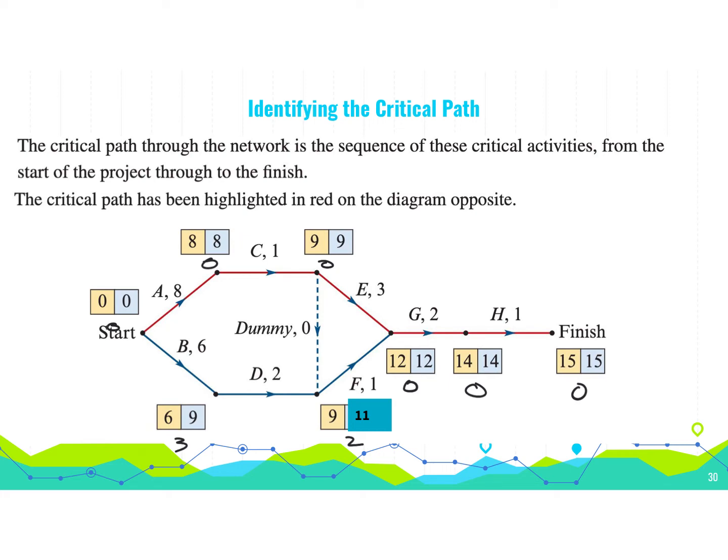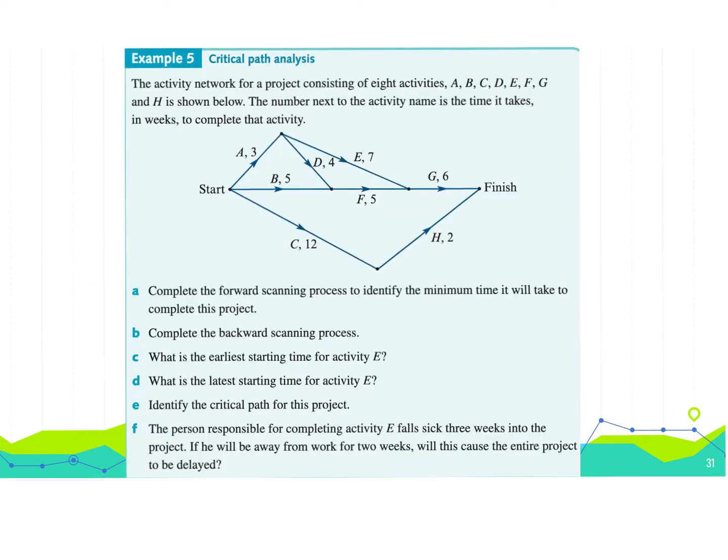So let's have a look at the critical worked examples now. In this particular case, boxes are sometimes a little bit difficult, so we can just put little brackets. We're going to have 2 numbers. The first one is going to be the earliest start time, and the other one is going to be the latest start time. So we start there at 0, 0, and we can do a bit of forward scanning now. So we follow this along.